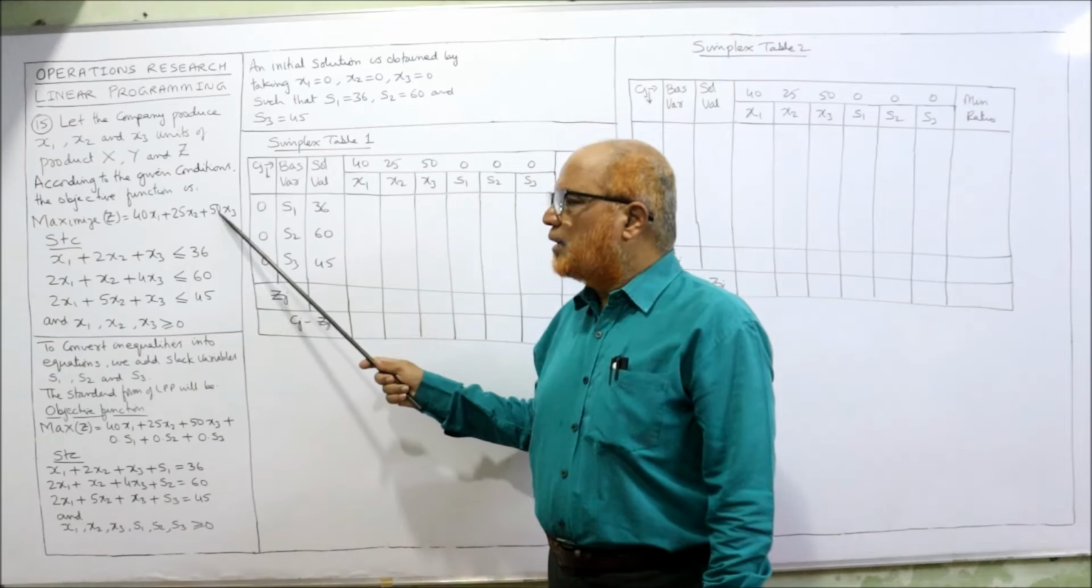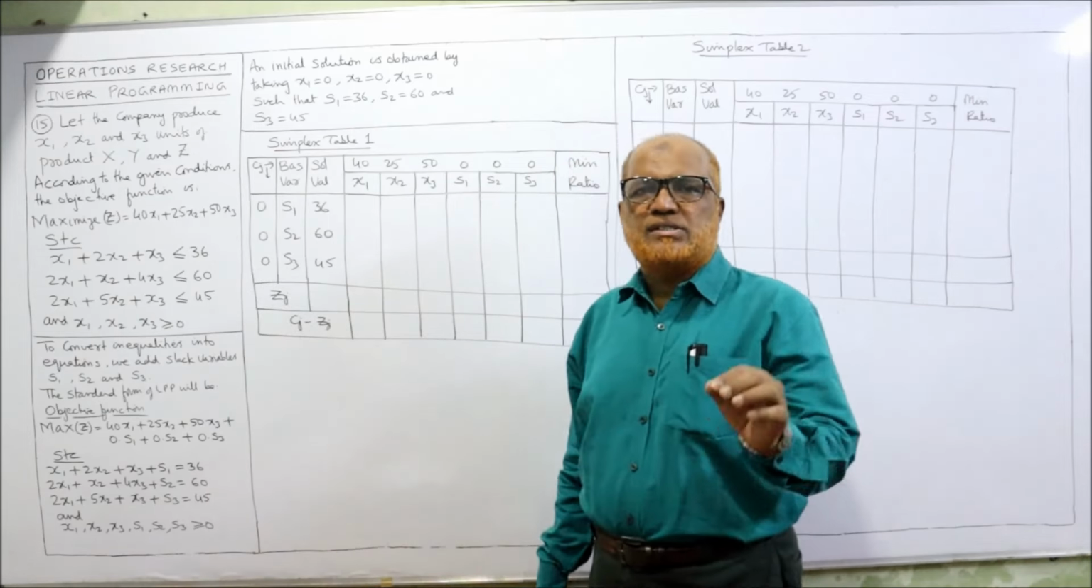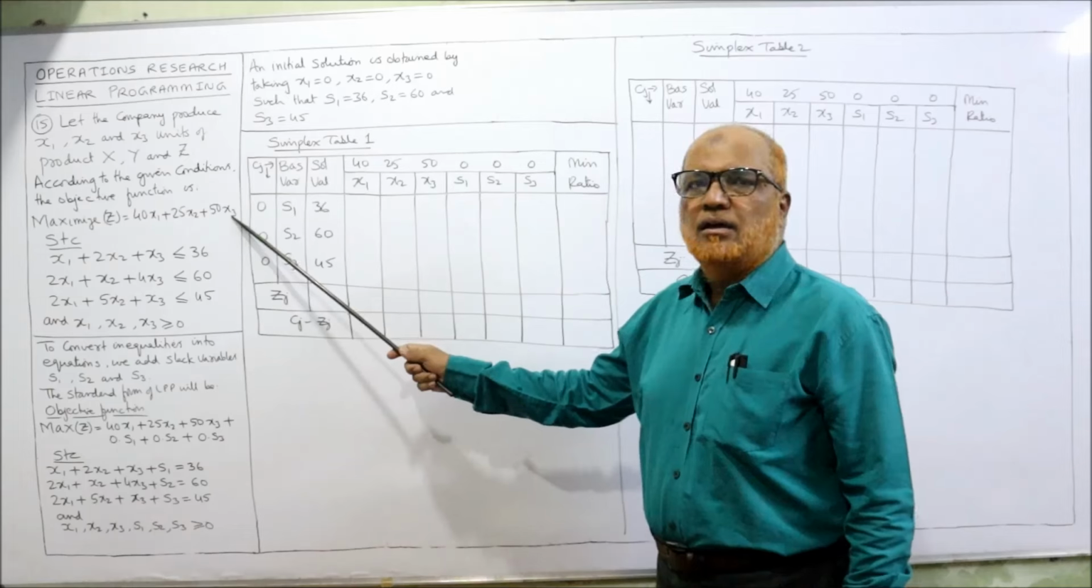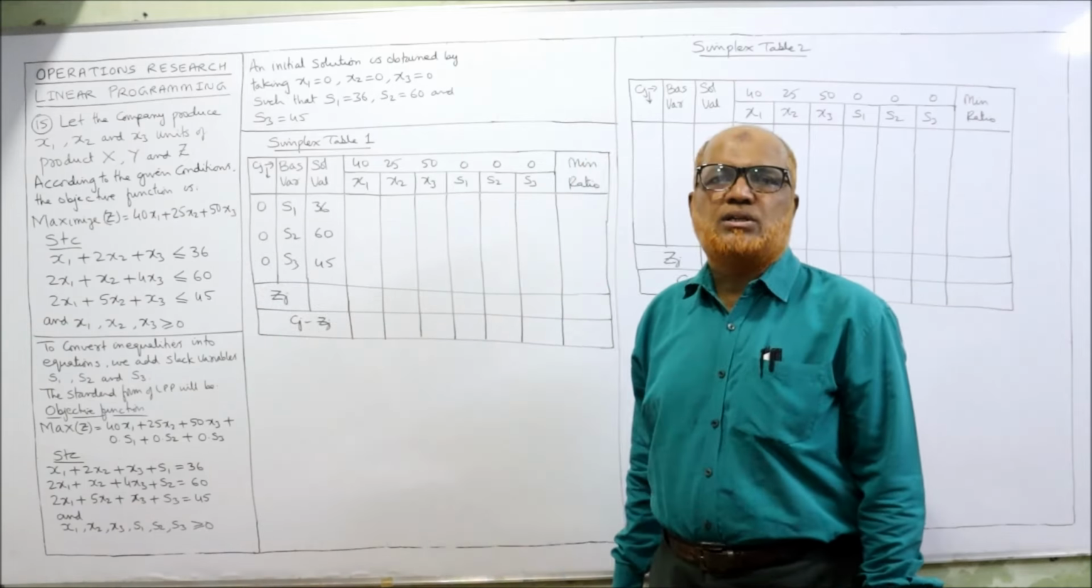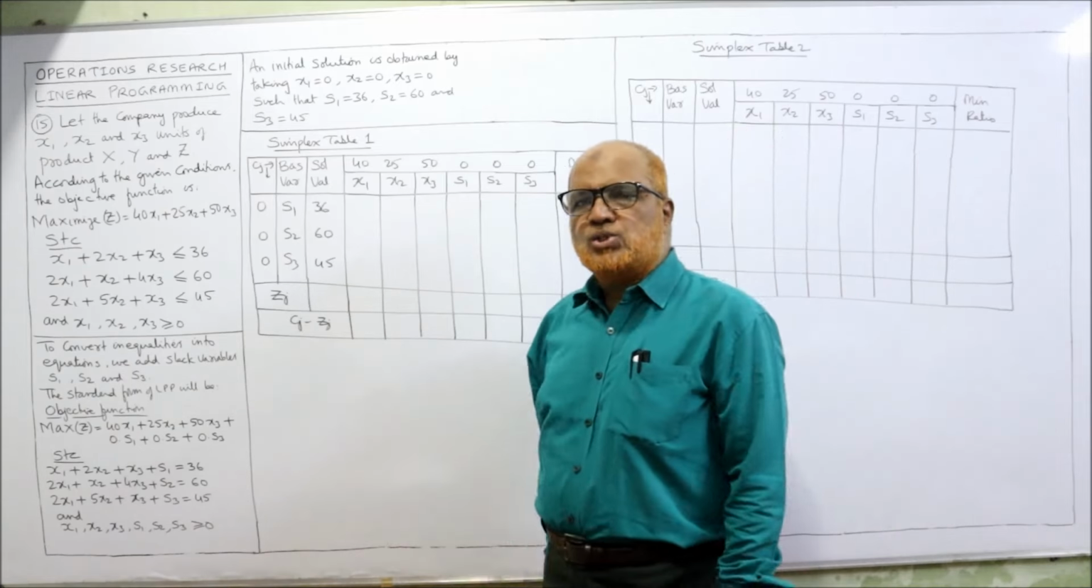25x2, plus 50 rupees is the unit profit of Z, so 50x3. So 40x1 plus 25x2 plus 50x3. This is the objective function, subject to constraints.